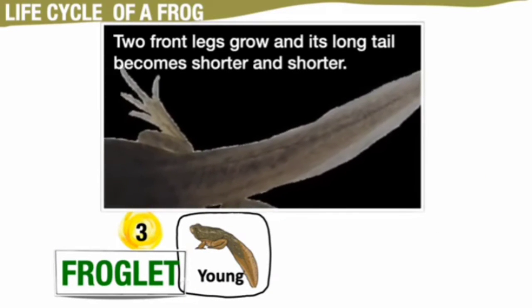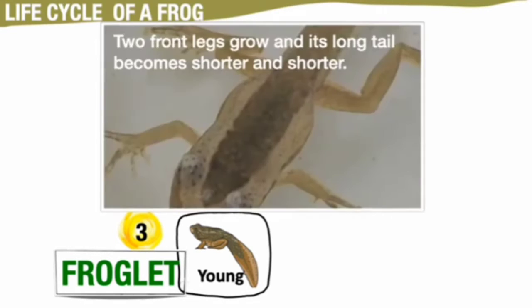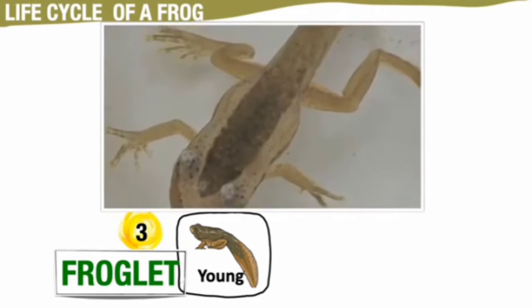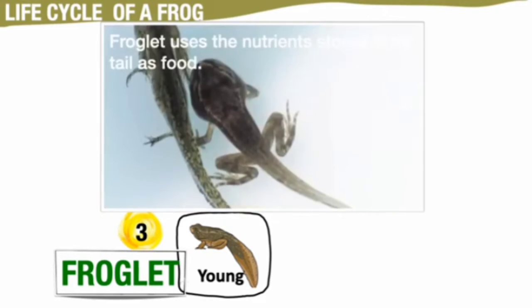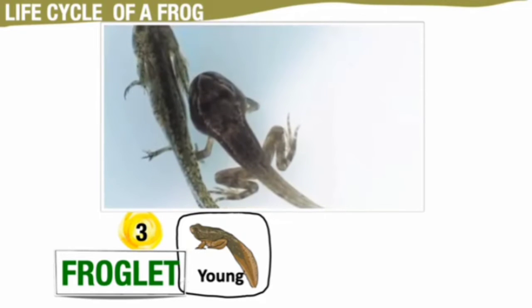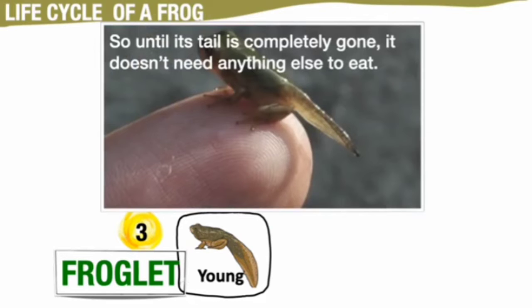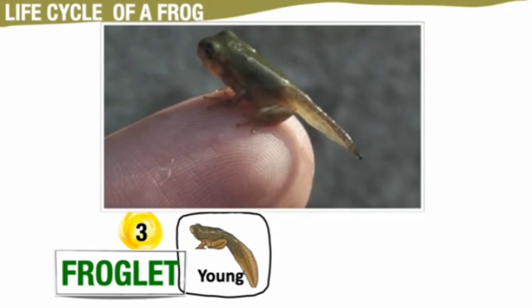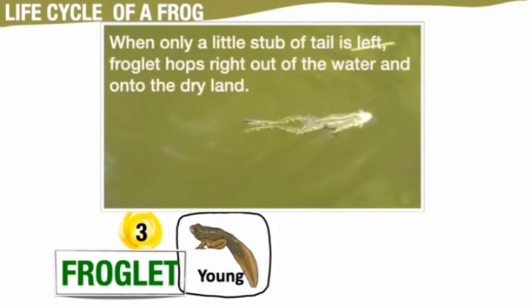During this stage, two front legs grow and its long tail becomes shorter and shorter. It uses the nutrients stored in its tail as food. So until its tail is completely gone, it doesn't need anything else to eat. Then just a little stub of its tail is left. It hops right out of the water and onto the dry land for the first time.